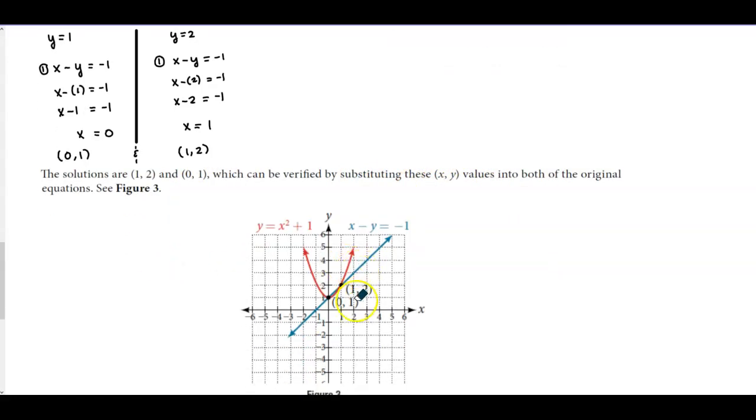And then if we take a look at figure 3, we have our parabola, y equals x squared plus 1, which is in red. And then we have our line, x minus y equals negative 1, and it intersects that parabola at 2 points, 0, 1, and 1, 2, which is what we solved for.